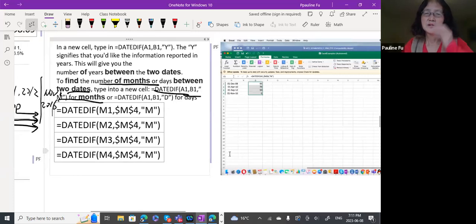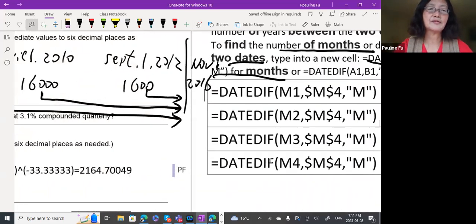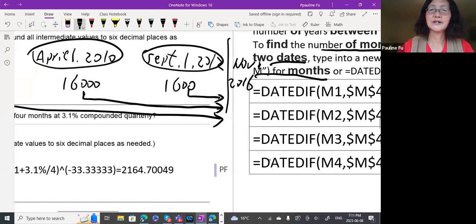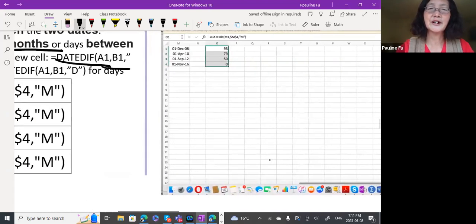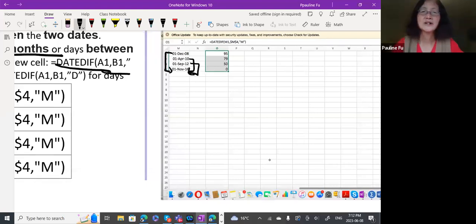So this is the screenshot. You type in, currently there are 4 dates. One date, another date, another date. Typing all those 4 dates into Excel like this. And then calculate how many months between here and here, here and here, here and here. And we are going to use the DATEDIF function.